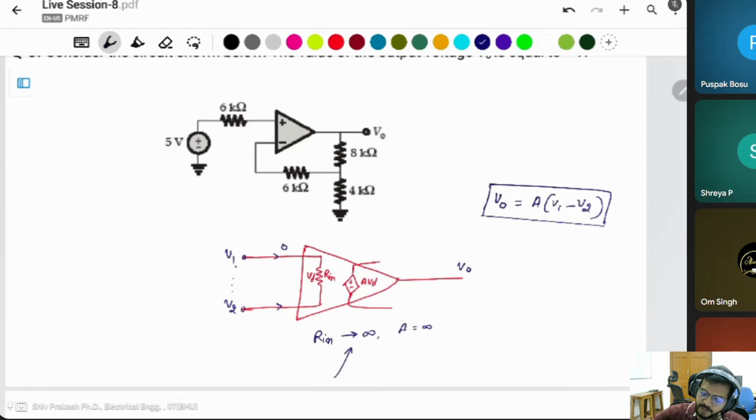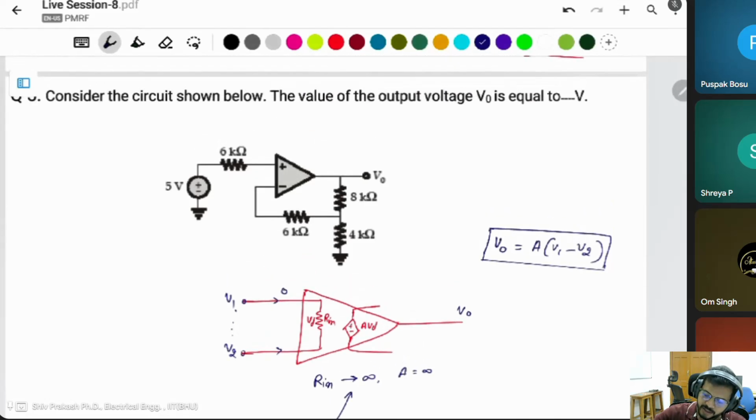The input impedance of this op-amp in the ideal case is infinity. It means there is no current, zero current flowing through it. If there is zero current, all the current is flowing through the resistors. It means these two resistors are connected in series. And if no current is flowing, there is a voltage drop of 0 volt, and this terminal is the same 5 volt.